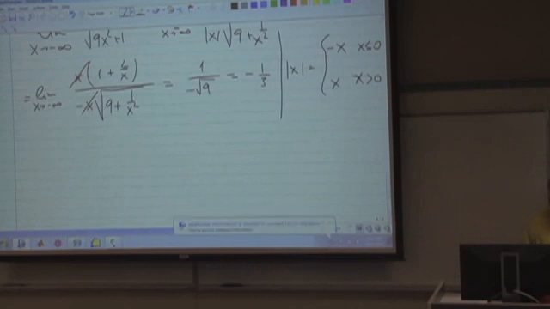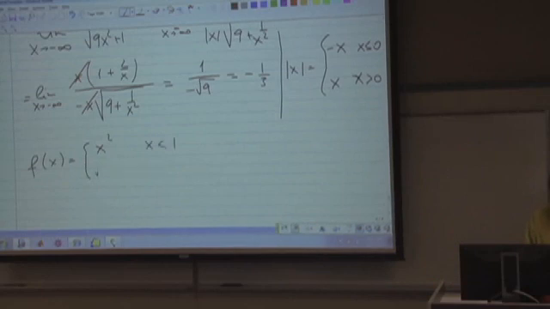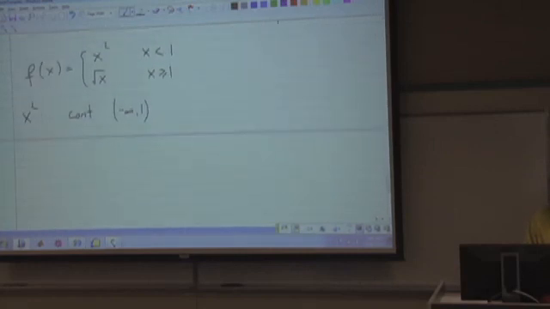So the idea is the following. f(x) is equal to x squared for x being less than 1, and the square root of x for x being bigger than or equal to 1. Since you look at x squared, clearly this is going to be continuous on minus infinity to 1. Moreover, the square root of x is continuous on closed at 1 to positive infinity.